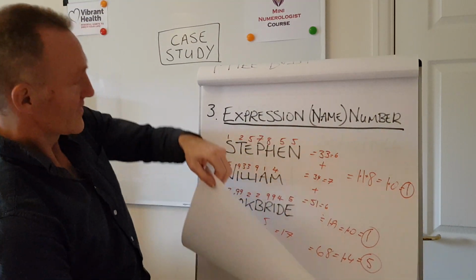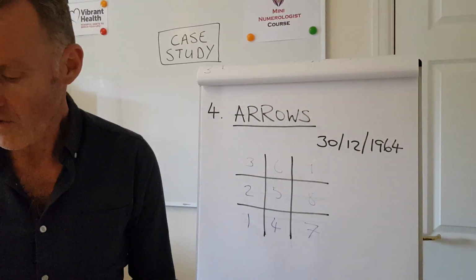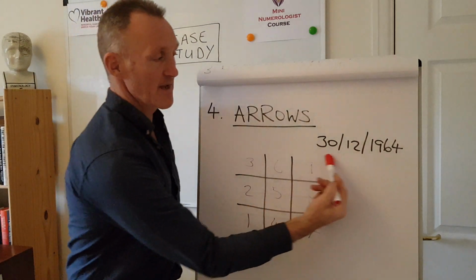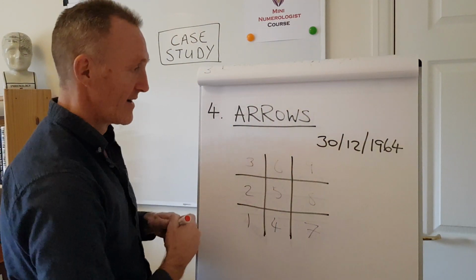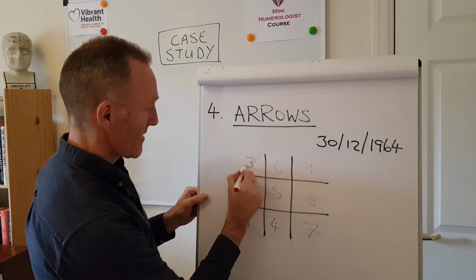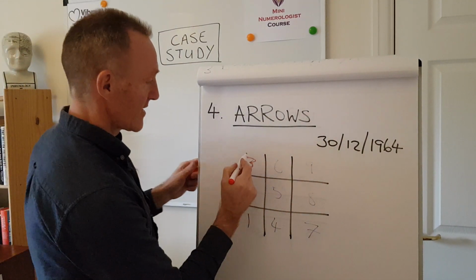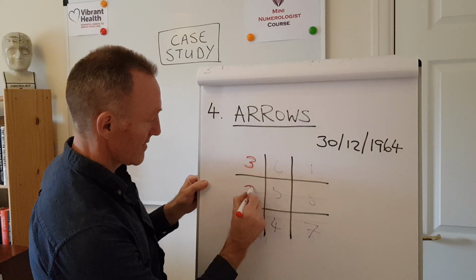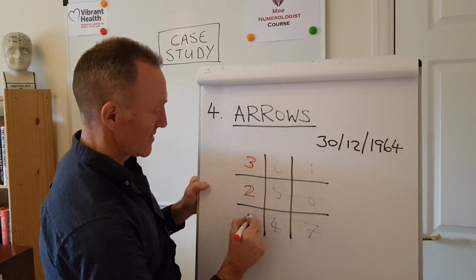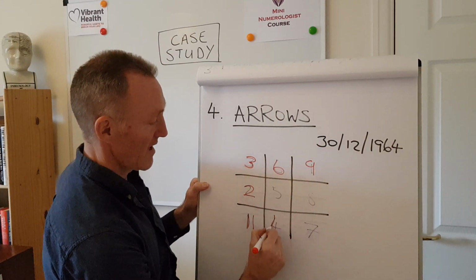Okay, moving on. So we go to number 4, the arrows grid. Now, all we're doing is taking Stephen's date of birth and superimposing it on the arrows grid. So we go 3, forget the 0, so 3 there, he's got a 1, he's got a 2, he's got another 1, he's got a 9, 6 and a 4.